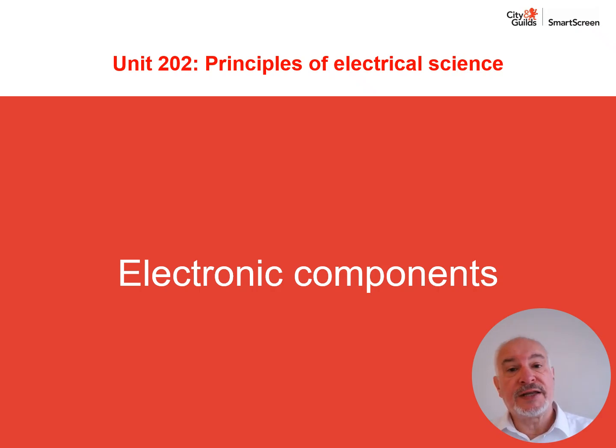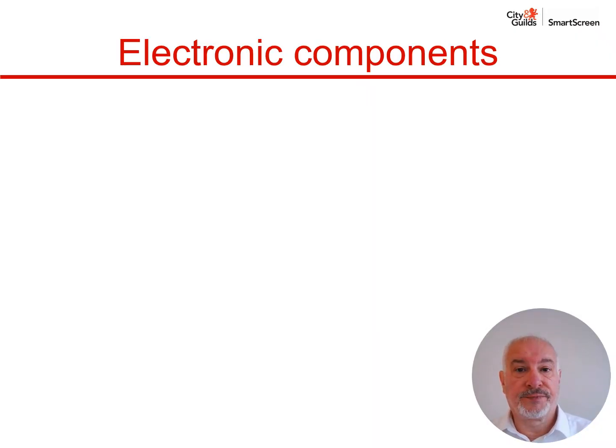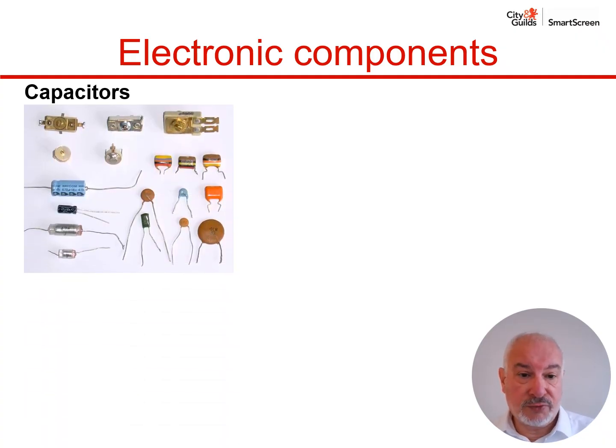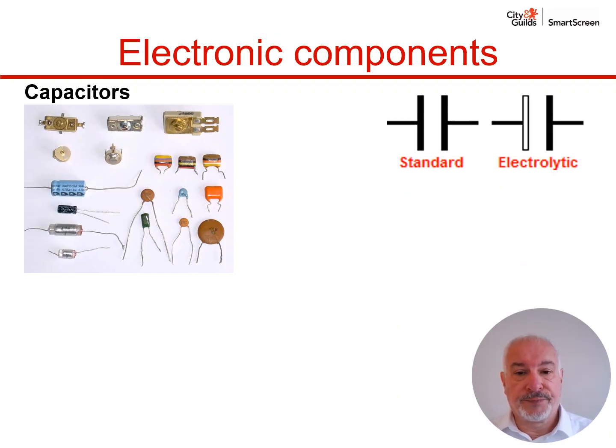This video is about electronic components and we're going to look at capacitors and resistors. So capacitors first of all. Here's a picture of several capacitors. So the first thing you'll notice is that they come in different shapes and sizes.